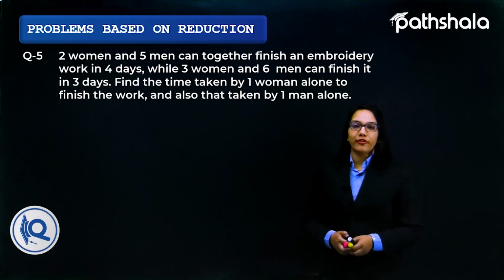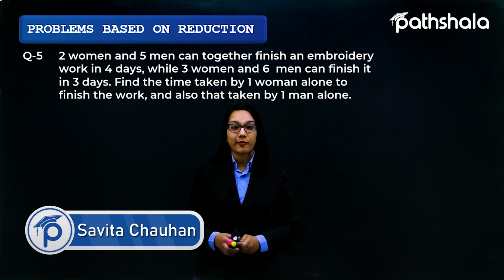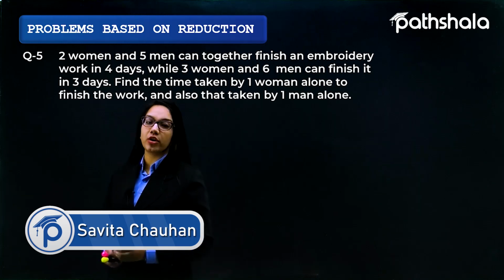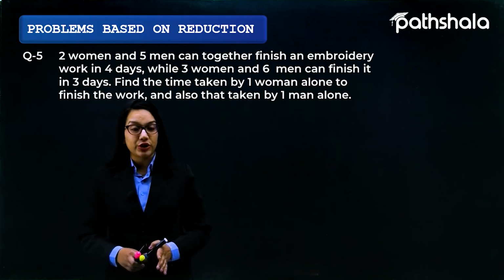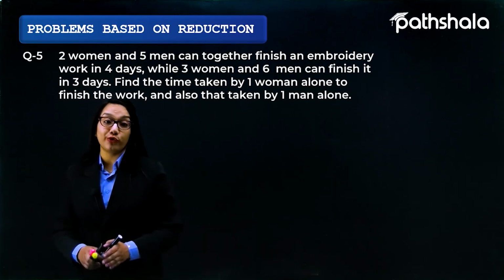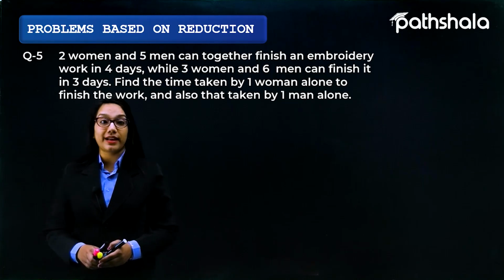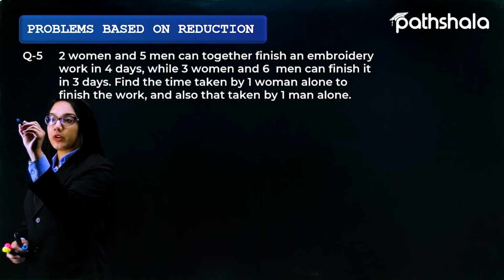So let's just move on further and see question number 5. Question number 5 says 2 women and 5 men can together finish an embroidery work in 4 days, while 3 women and 6 men can finish it in 3 days. So find the time taken by 1 woman alone to finish the work and also the time taken by 1 man alone. So let's start the solution of this particular question.